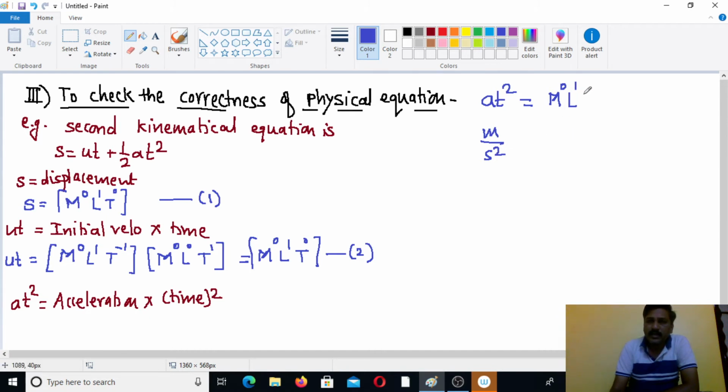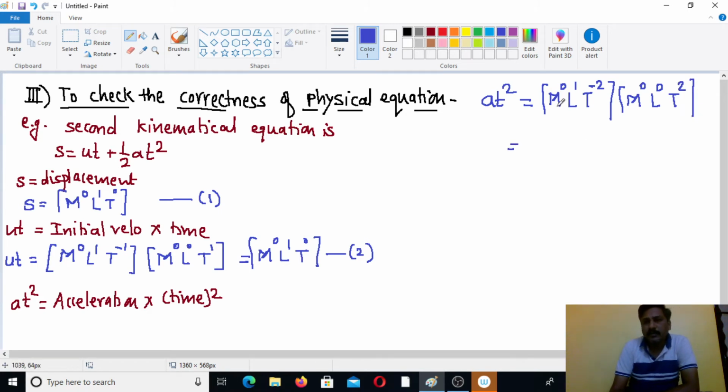Second square is a unit of time square, but it is present in the denominator, so I will write it as minus 2. Afterwards, the next term is t square. T square means time square, where T stands for time. Therefore m raised to 0, L raised to 0, but T raised to 2. So it becomes plus 2.